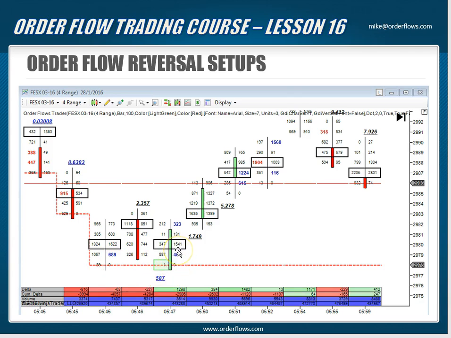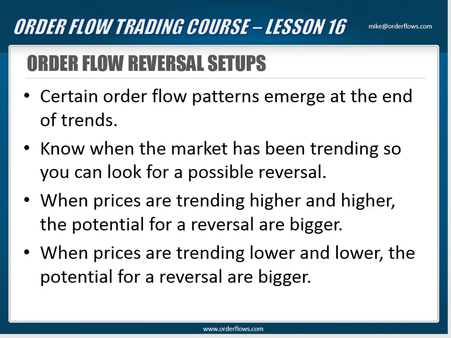And all of a sudden now you're starting to see the buying come in. You're seeing buying imbalances come in. And the delta is showing you net positive buyers as you start to move off from the low. So certain order flow patterns emerge at the ends of trends when the market has been trending, so you can look for possible reversal. So, know that the market has been in a trend, so when you start to see something in the order flow that's a reversal signal, you can know that it's setting up to reverse.